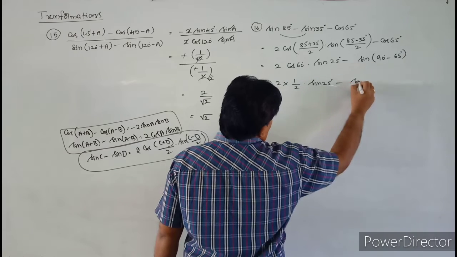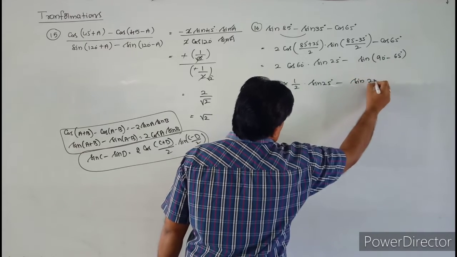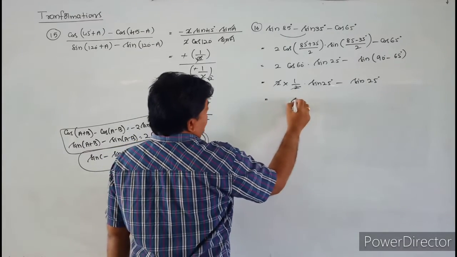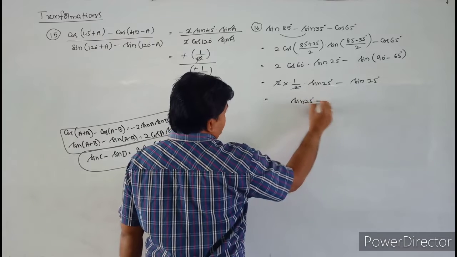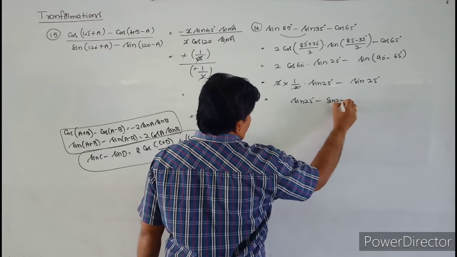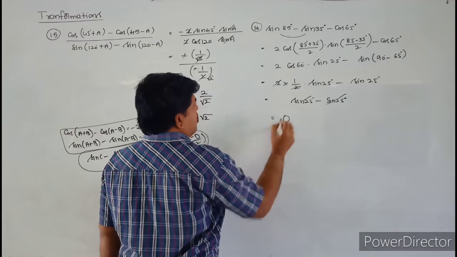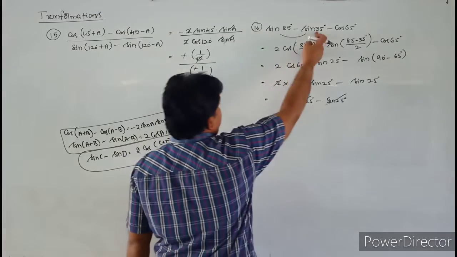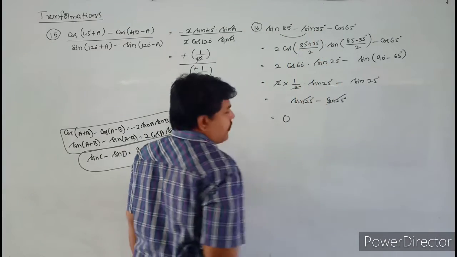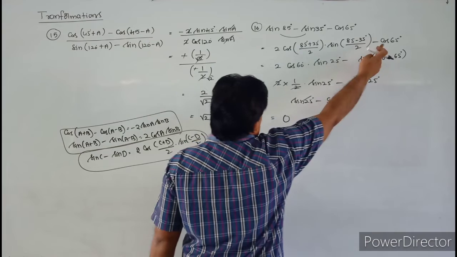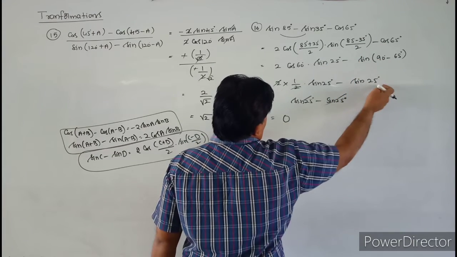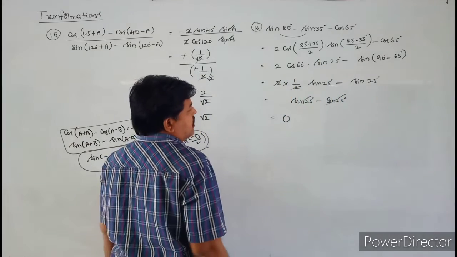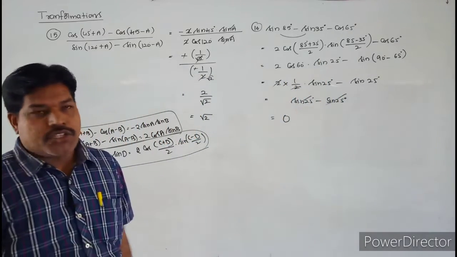So what is that value? 90 minus 65 will become 25 degrees. So 2 will be cancelled. In the next step, what we will get, students? Sin 25 minus sin 25 degrees. So these two terms will be cancelled. You will get the answer 0. So first apply the formula sin c minus sin d, 2 into cos of c plus d by 2, sin of c minus d by 2. Then here cos 65 is there, just change cos 65 to sin 25. Why? Because sin of 90 minus theta is cos theta. So cancel the 2, and sin 25 minus sin 25 will become 0 only.